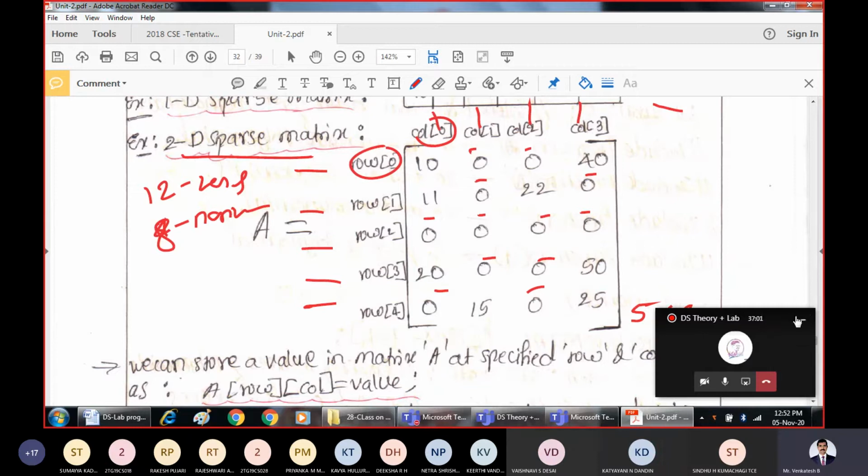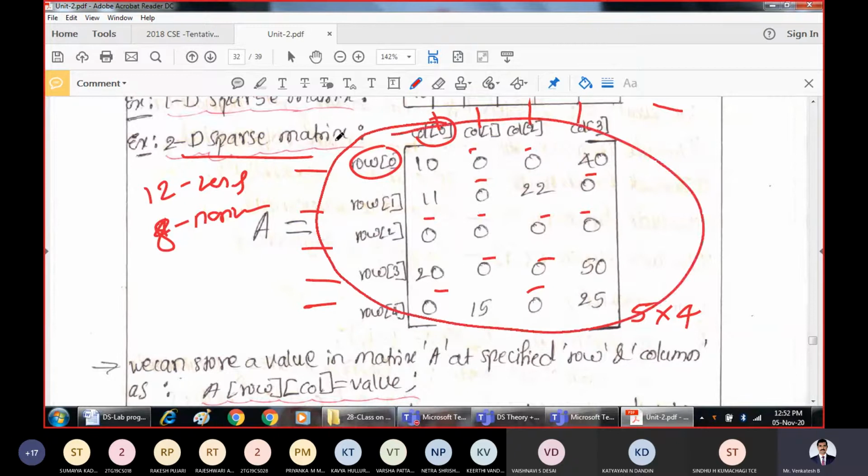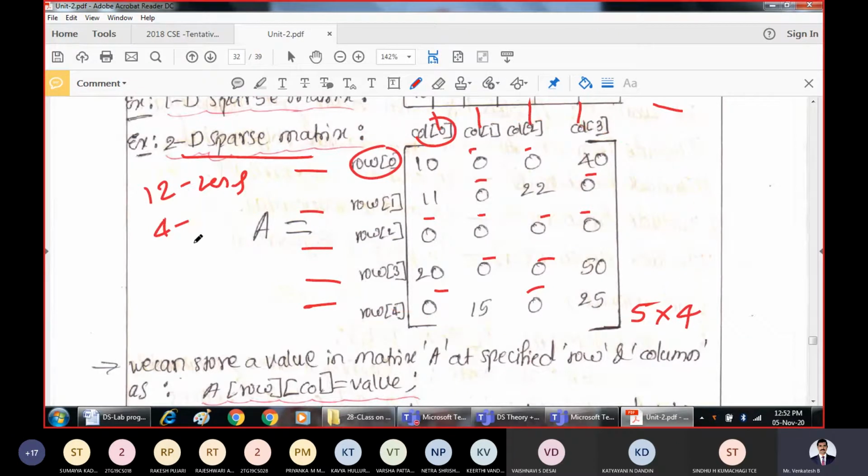Now given a sparse matrix, let us see how we represent that. This is an example sparse matrix which consists of 5 rows and 4 columns. In this example sparse matrix, we have 12 zeros and 8 non-zeros. Given this scenario, let us see how they will be represented using sparse matrix representation.